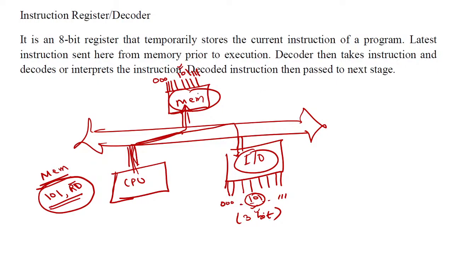That technique is called isolated IO, when we are simply using a different kind of bus for memory and IO, right?